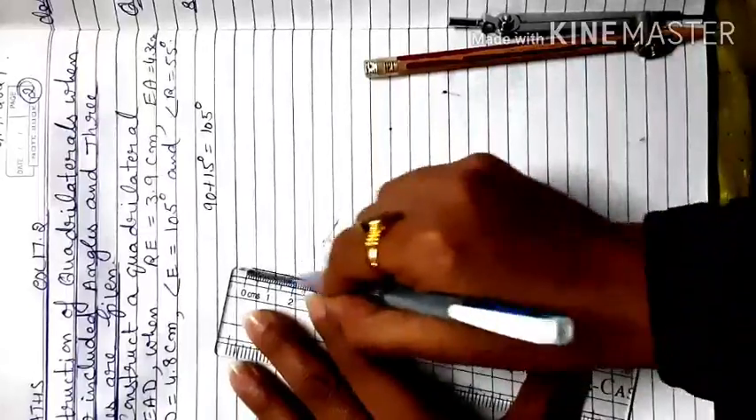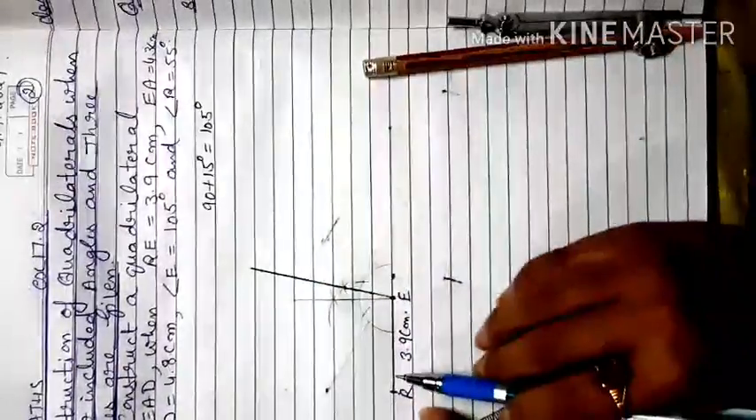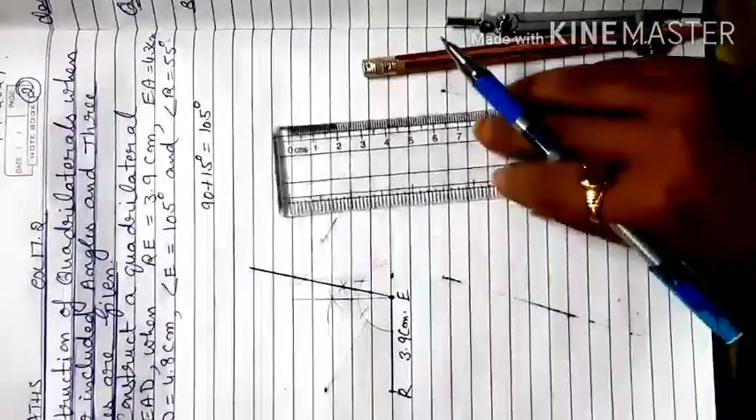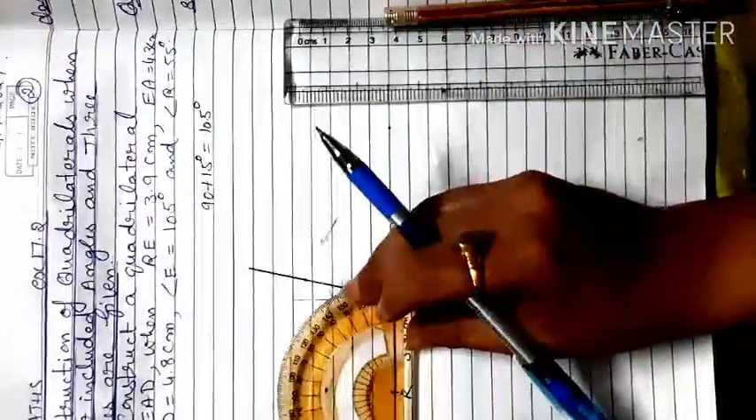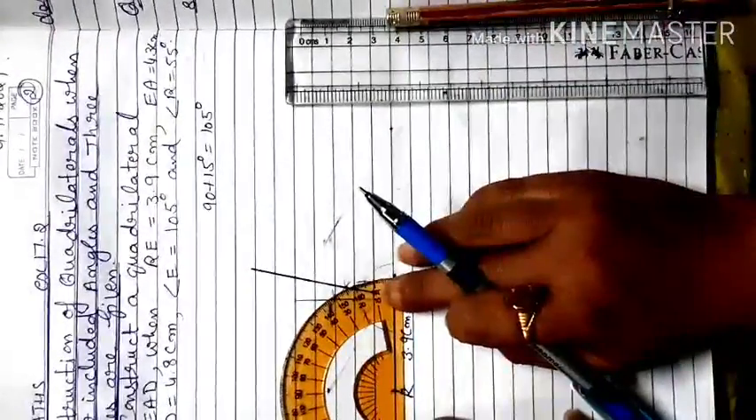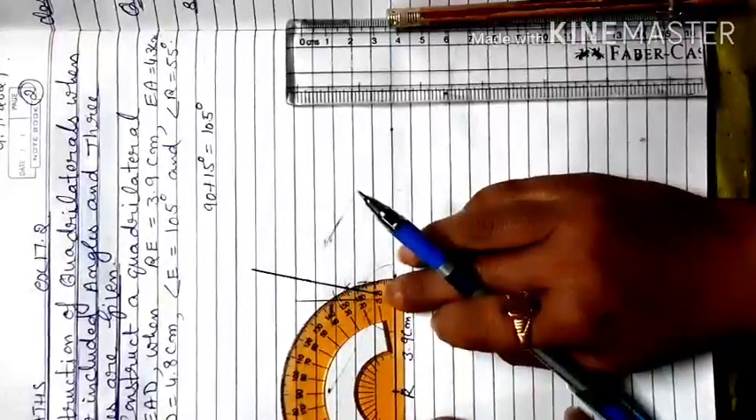So this is 105 degree. And on angle R, there is 55 degree. So I will use the protractor here. You can keep the protractor center point on R.